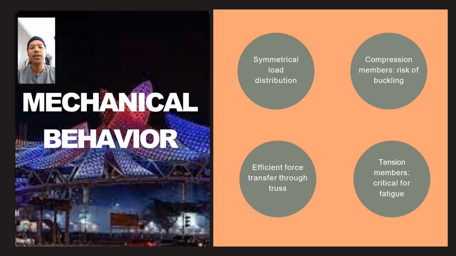The tension members are important because they resist pulling force. However, they are more vulnerable to fatigue after long-term repeated loading. On the other hand, the compression members resist pushing force, but they have a risk of buckling if the load becomes too high. Overall, the truss design helps improve the strength, stability, and efficiency of the bridge.